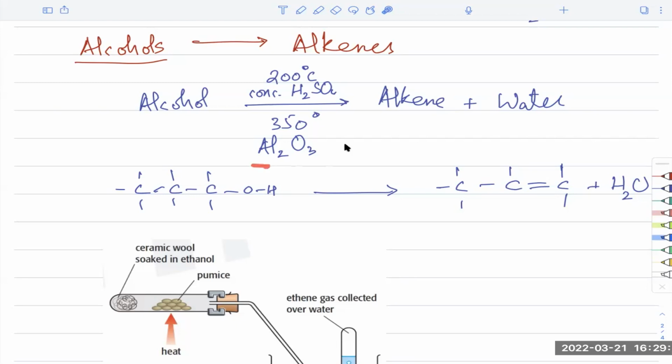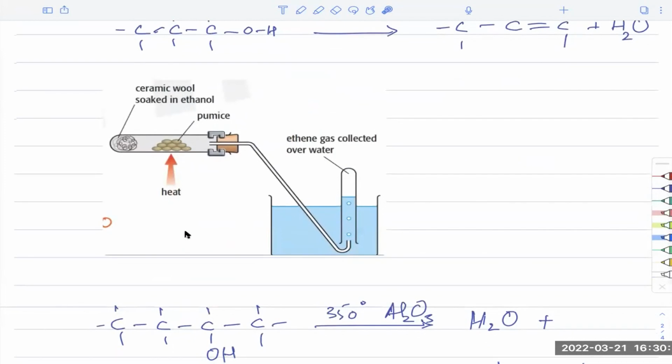Or you could use aluminium oxide, and aluminium oxide repeats this same process at high temperature, it will react with it, okay? And aluminium oxide is basically used in ceramics, so we call it ceramic wool and so on. So what's happening is there's aluminium oxide, high temperature, the alcohol reacts over it, and we have this setup. Ethene gas is made and that we can easily collect because it's insoluble in water. It's insoluble because it cannot form a hydrogen bond with water because it's non-polar.